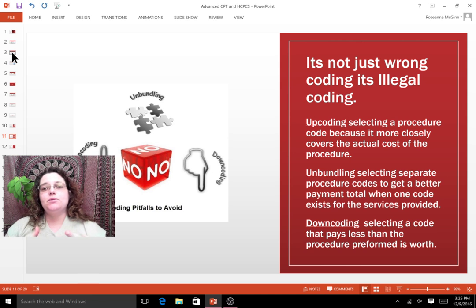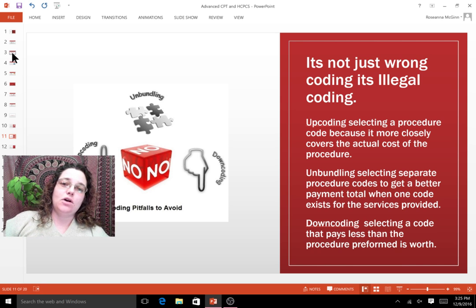If there are 4 separate pieces to that procedure and they have a separate code for each of them, but then they also have a code that includes all 4 of those procedures, you pick the one code over the 4 codes. Less is more, and it's more accurate.